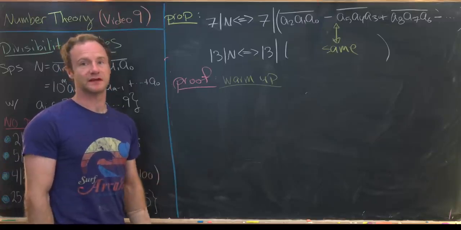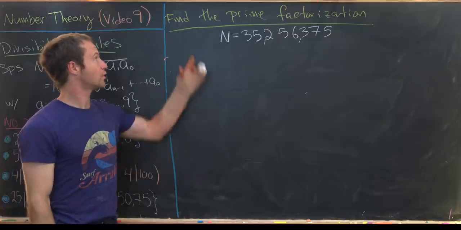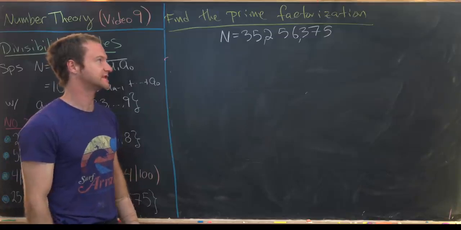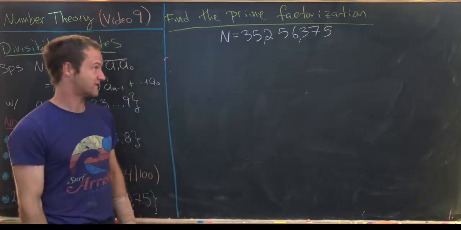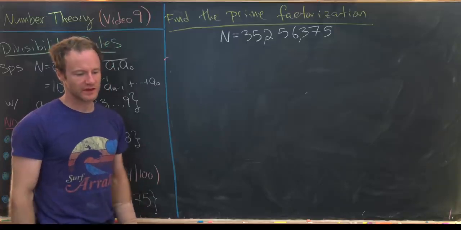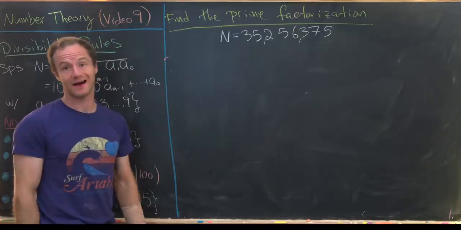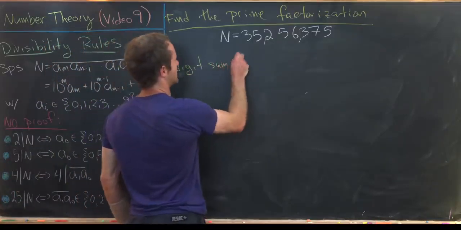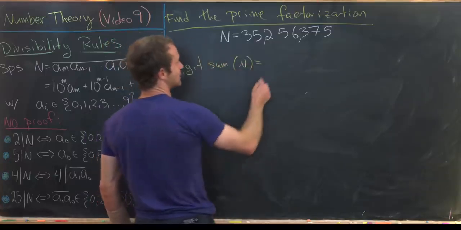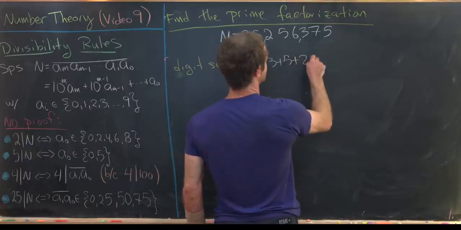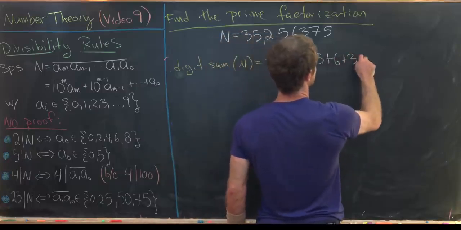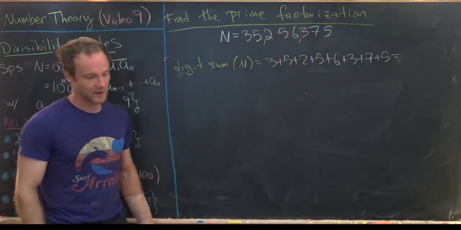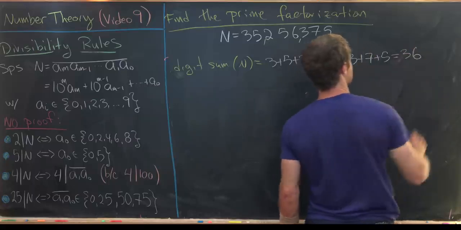Now let's jump into a big example. So for our example, we'll find the prime factorization of this huge number. So we've got 35,256,375. So let's maybe start with divisibility by 3 or 9. So let's go ahead and calculate that digit sum. So I'll just write digit sum of n. Well, that's going to be equal to 3 plus 5 plus 2 plus 5 plus 6 plus 3 plus 7 plus 5. So I'll let you guys add those up, but what you end up with is 36.